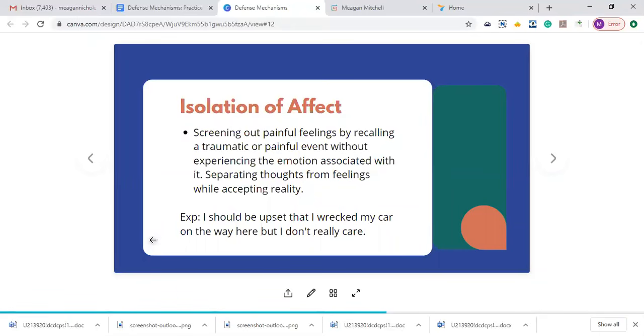Another example might be if someone has lost a very close loved one and they come to you and they just say, I lost two parents this week in a car accident. And they're not crying, they're not overly upset. For them, they are isolating that emotion, and the defense mechanism they're using is isolation of affect. They are accepting that the thing happened, but really removing the emotion out of that.